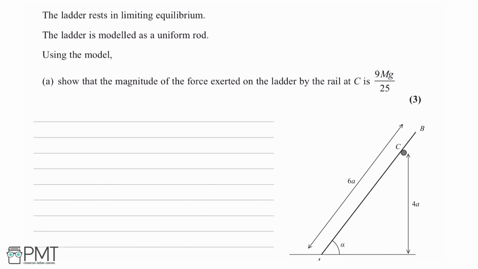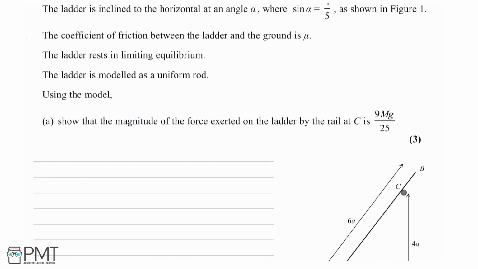So this is the figure 1 they've given us as part of the question. The coefficient of friction between the ladder and the ground is mu. The ladder rests in limiting equilibrium, and the ladder is modelled as a uniform rod. We've been asked, using the model, show that the magnitude of the force exerted on the ladder by the rail at C is 9mg/25, for 3 marks.